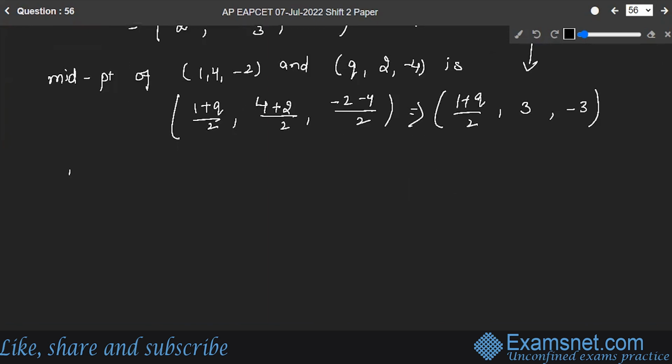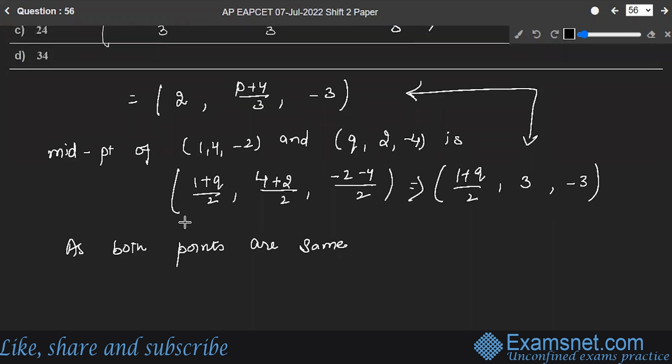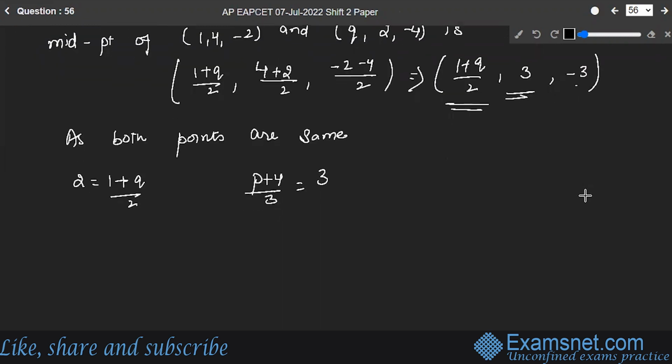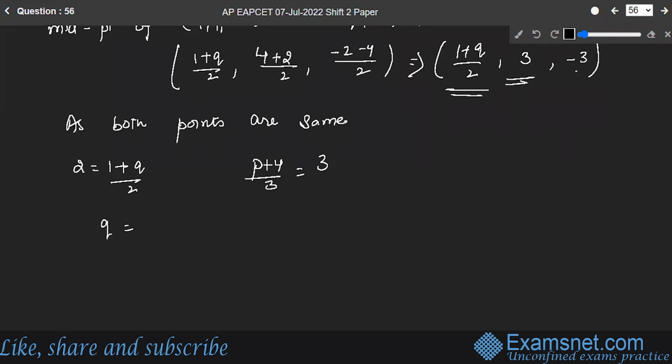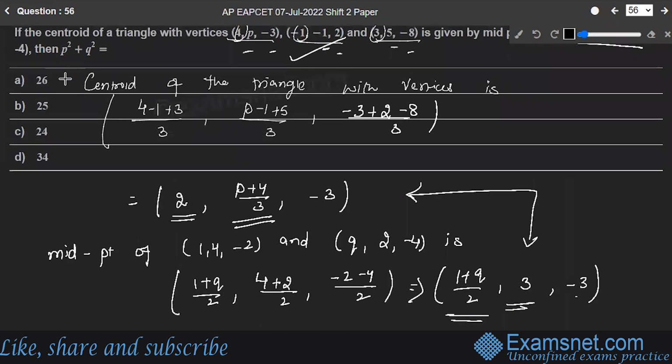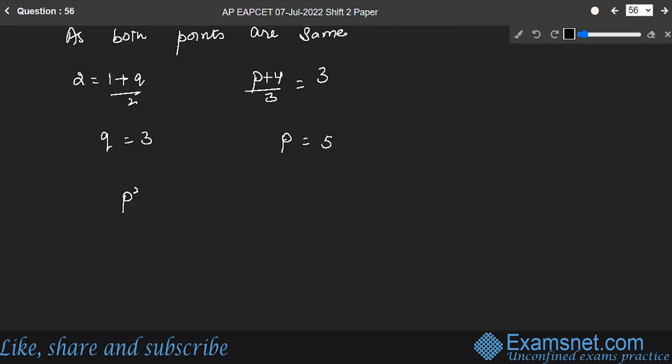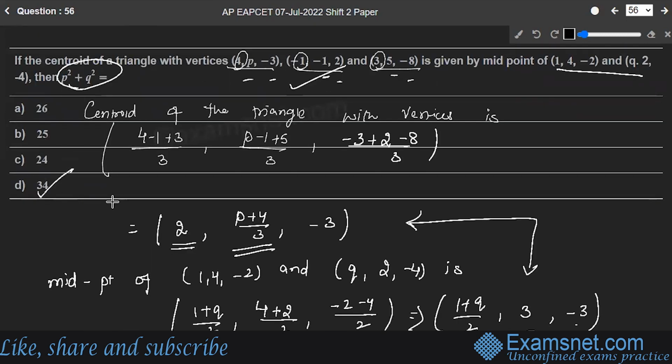As both points are same, therefore 2 is equal to 1 plus q upon 2, and p plus 4 upon 3 is equal to 3, right? And this minus 3 is equal to minus 3, so just leave it. From here, I will calculate q is equal to 3. And from here, 9 minus 4, p is equal to 5. What do you have to find out in the question? p square plus q square. So p square plus q square is 5 square plus 3 square, 25 plus 9 gives you 34. So let's check. Option D is the correct answer to our problem.